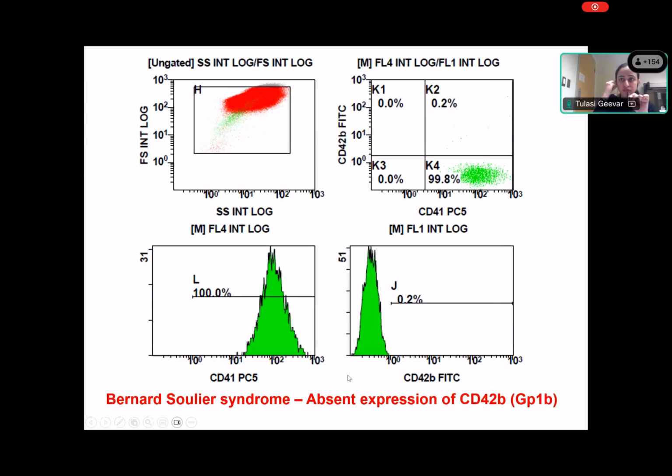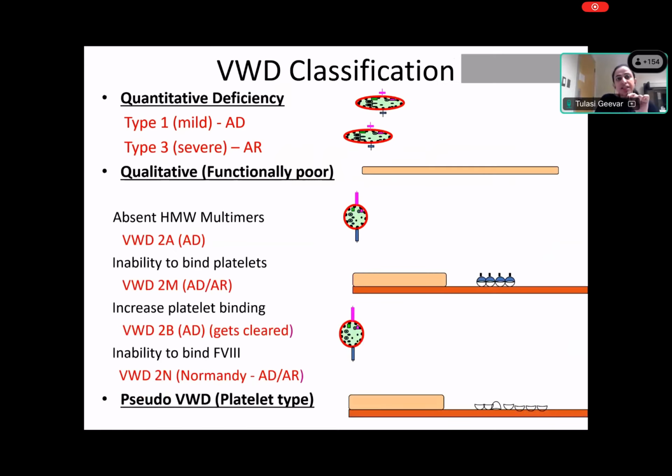Now, when we come to von Willebrand disease, it can be classified based on the quantitative defect and qualitative defect. For the quantitative defect, there can be type 1 and type 3. Type 3 is the most severe, an autosomal recessive transmitted disease where there's complete absence of von Willebrand factor. While type 1 is a reduction, but still not undetectable, detectable but reduced levels of von Willebrand factor. Qualitative is when there is a discrepancy between the functional assay, the activity, versus antigen.